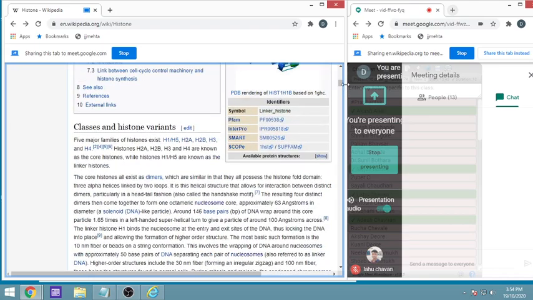We have seen them. There are 5 basic types of histones: H1, H2A, H2B, H3, H4. Particularly H2A, H2B, H3 and H4 are important. H1 and H5 are not that prominent. Histones H2A, H2B, H3 and H4 are known as the core histones, while histones H1 and H5 are known as the linker histones. They form the linking.